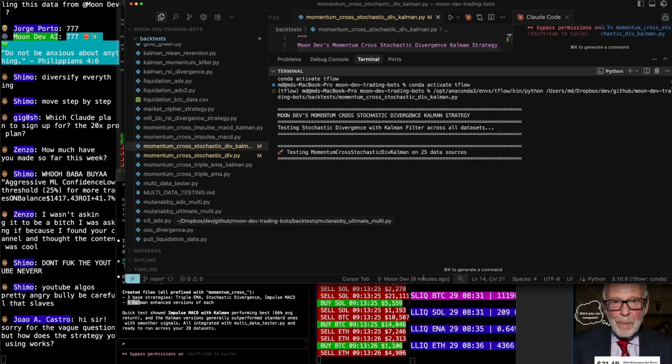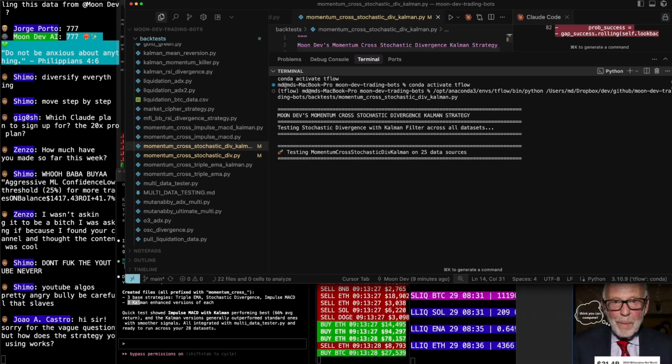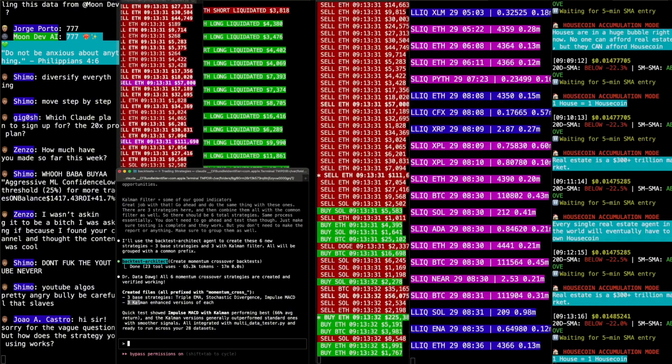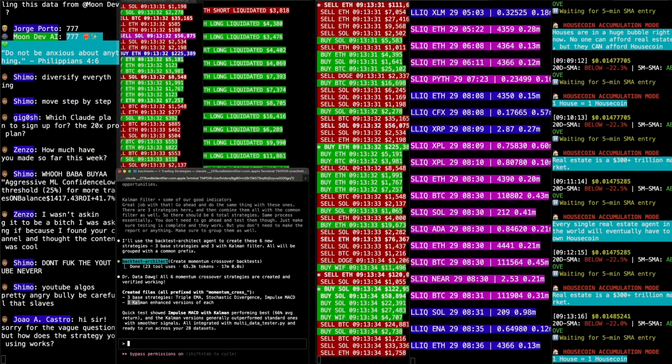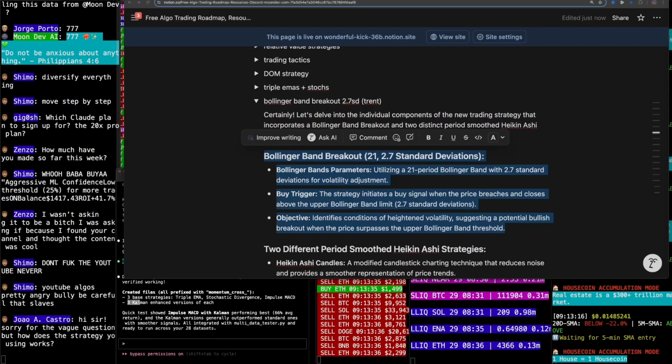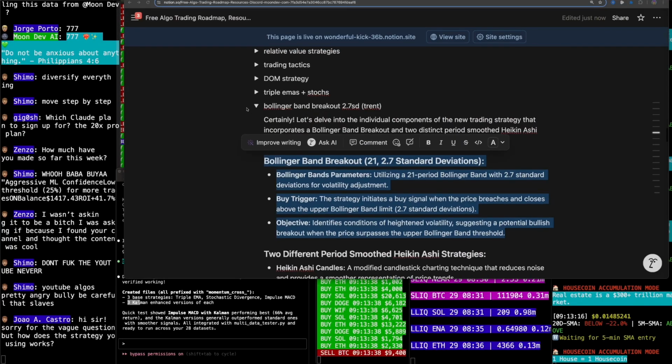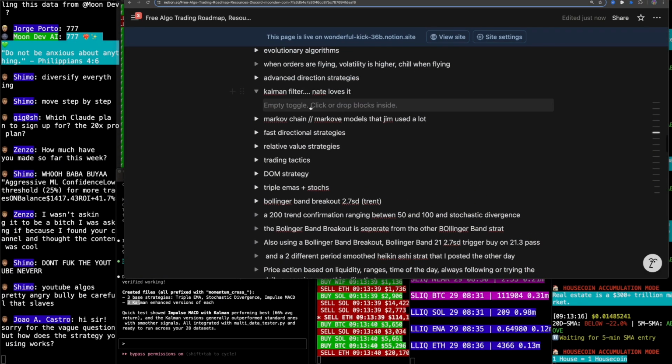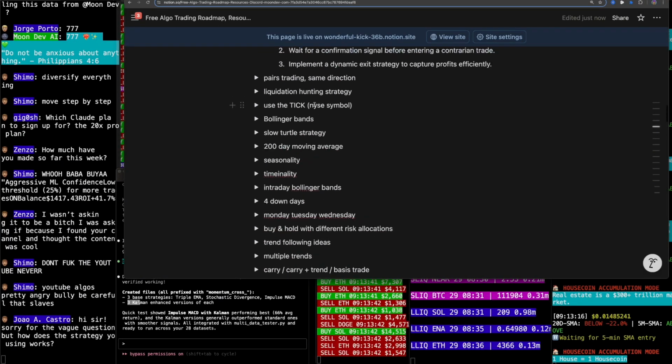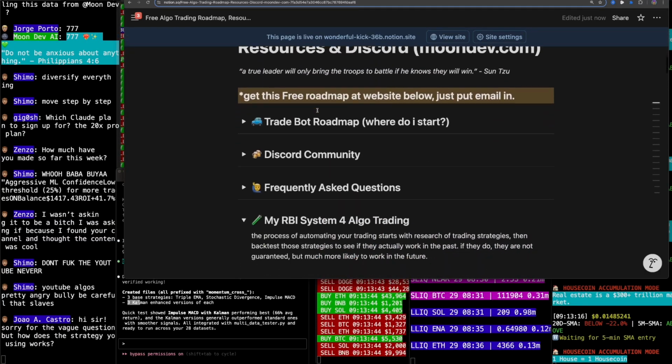I'm backtesting right now. It just depends, every strategy is different. My overall strategy is this, though: research, backtest, and then implement. So that's how I approach this industry.